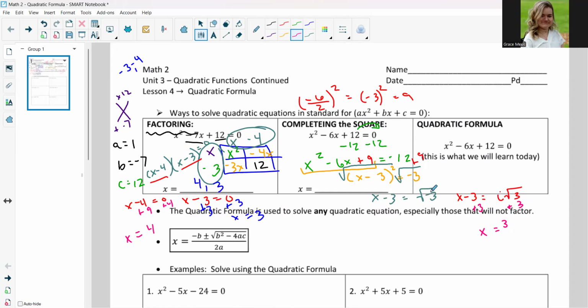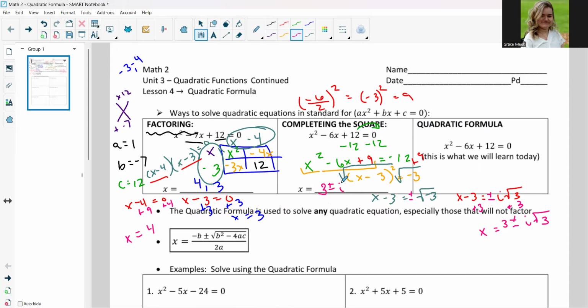Now I did make a slight mistake here. Remember, when we take the square root of a number, we are taking the positive and negative version of that. So I need to put a plus or minus there. Then x is going to equal 3 plus or minus i square root 3, and that is our final answer. And again, if we have a quadratic, we're always going to have 2 solutions, even if they are real or imaginary.